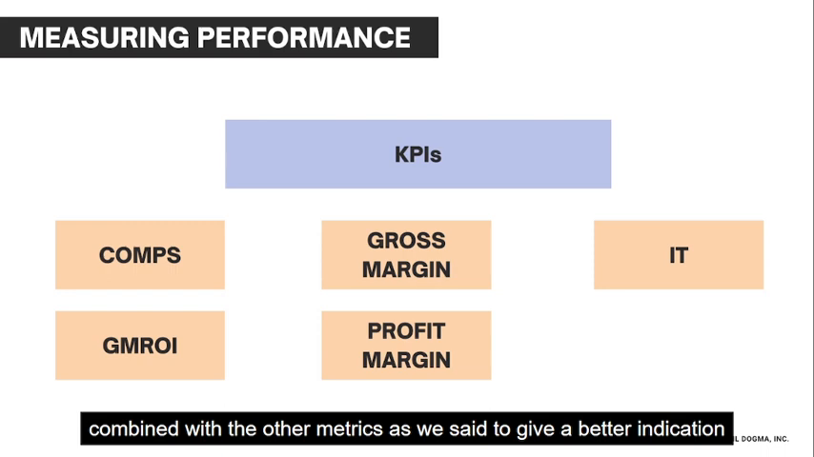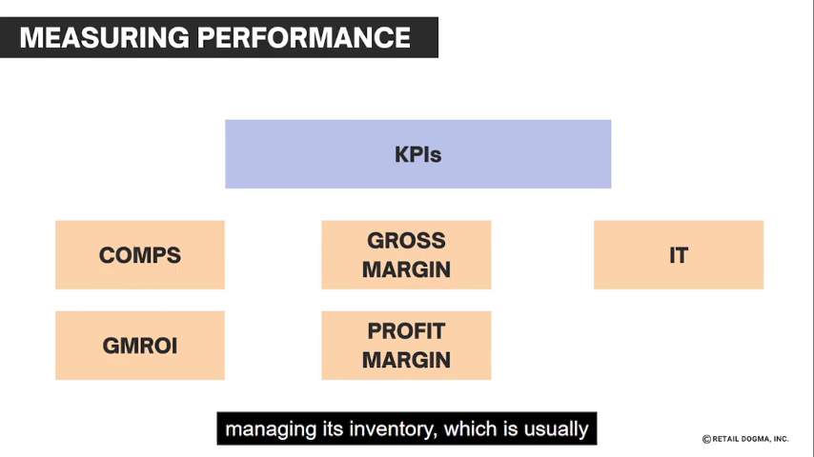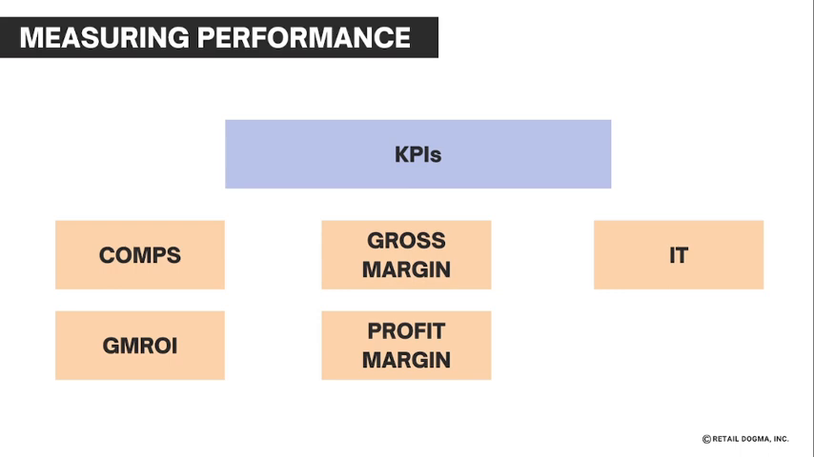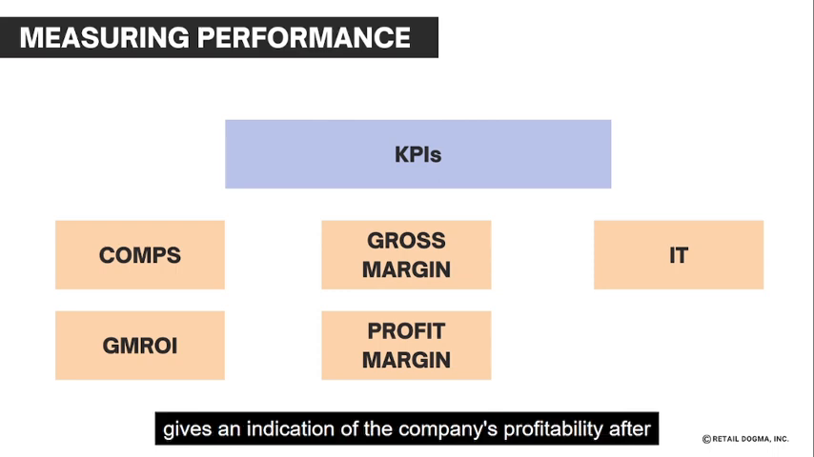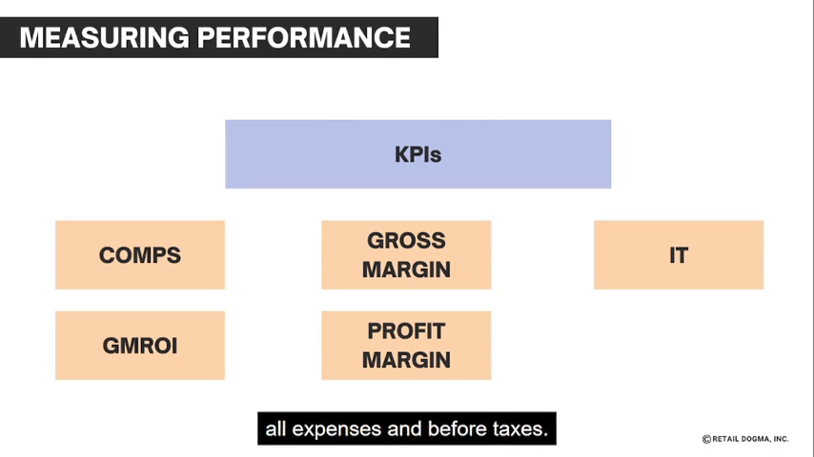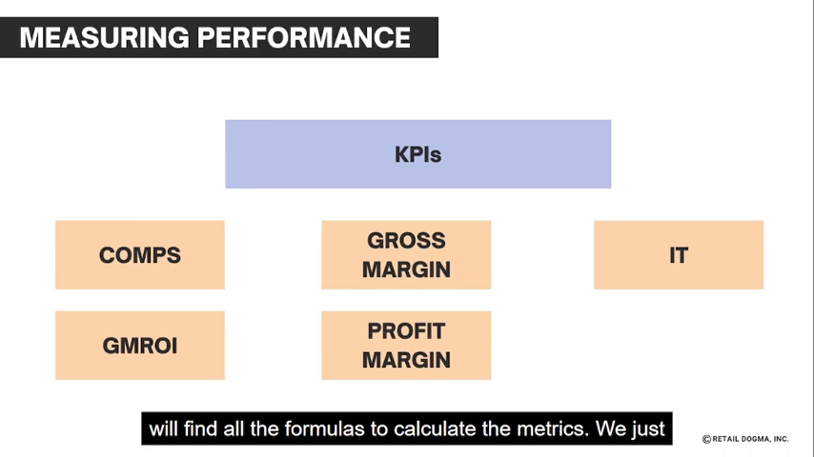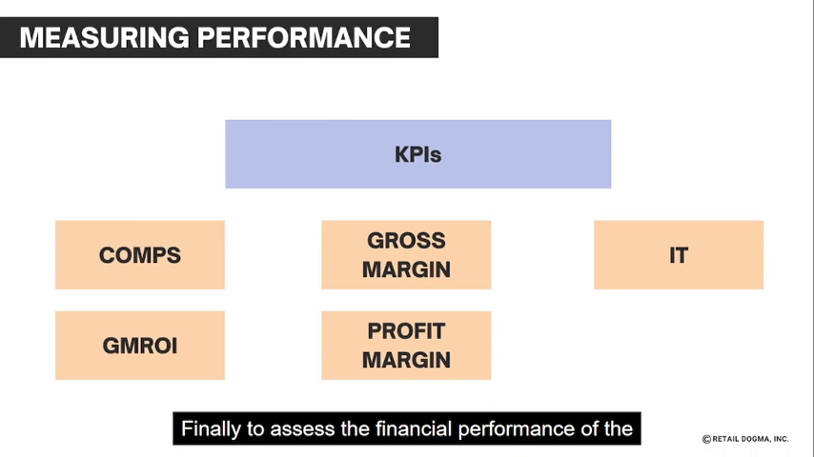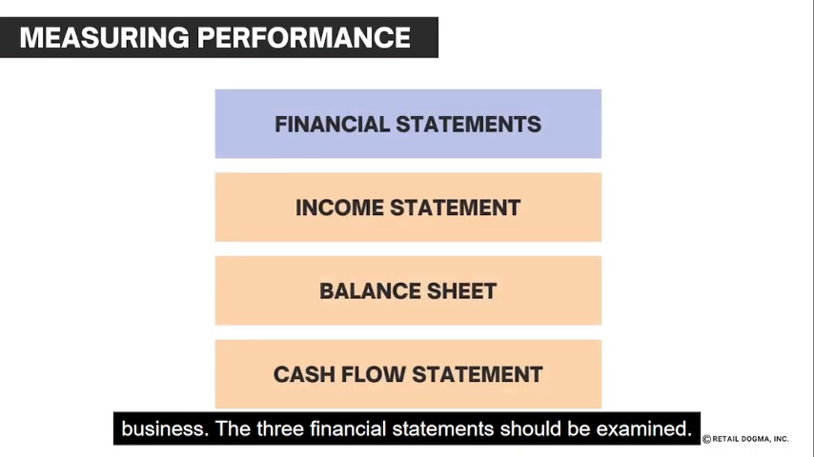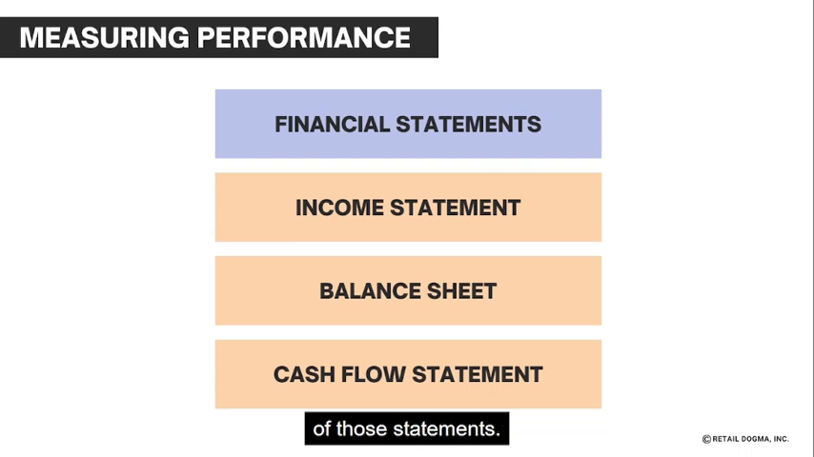They are combined with the other metrics, as we said, to give a better indication of the company's returns and how efficiently it's managing its inventory, which is usually the biggest asset for a retail business. The next metric is pre-tax profit margin. This gives an indication of the company's profitability after all expenses and before taxes. In the attached retail math formulas sheet, you will find all the formulas to calculate the metrics we've just mentioned. Finally, to assess the financial performance of the business, the three financial statements should be examined. Most of the ratios we've just mentioned are already calculated out of those statements.